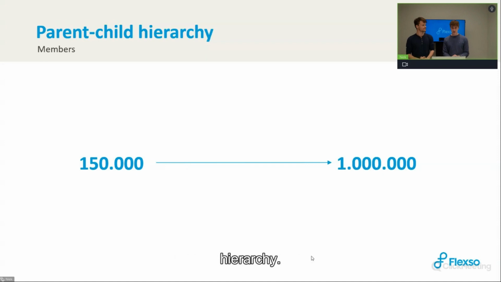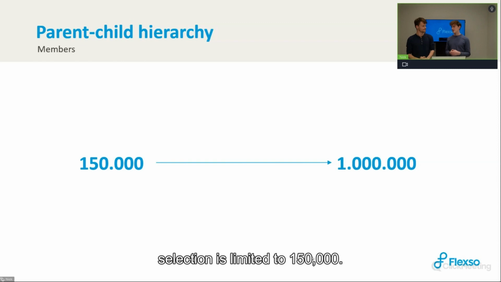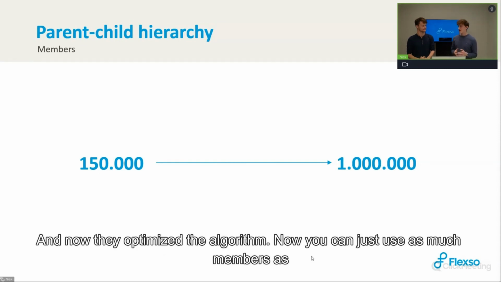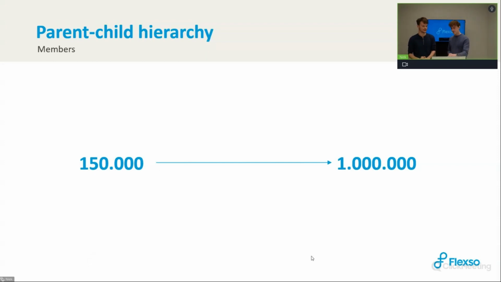Lastly, is the parent-child hierarchy. So there is a restriction in 1 million members in one dimension. But if you use a parent-child hierarchy, this member selection is limited to 150,000. And now they optimized the algorithm, they said, and now you can just use as much members as another dimension, even if you are using parent-child. Nice.